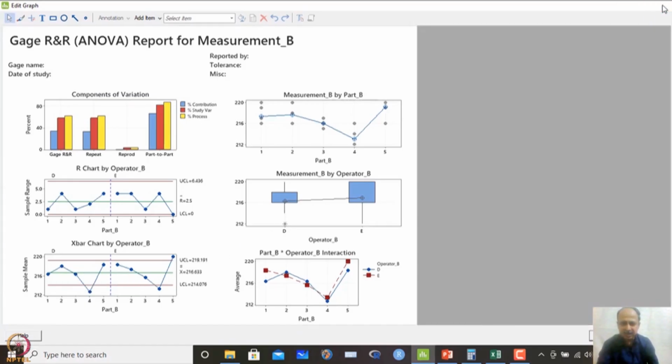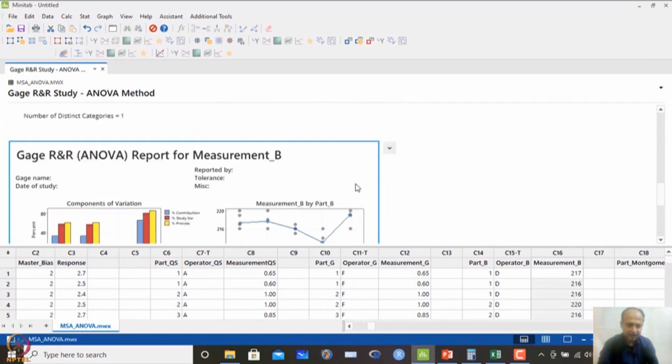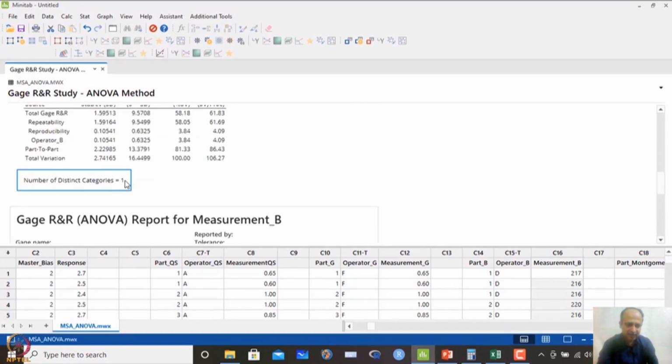What is the number of distinct categories? Let us try to see what the calculation is. So, the number of distinct categories is 1, which is less than 5, and that is a concern for us, and this is not acceptable. The instrument is not able to distinguish between the parts. So, that is not acceptable.